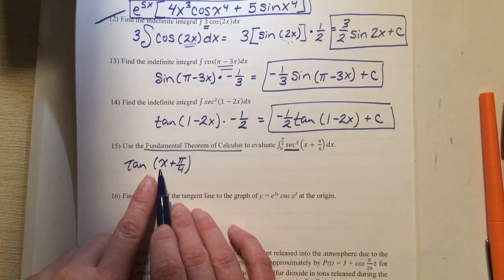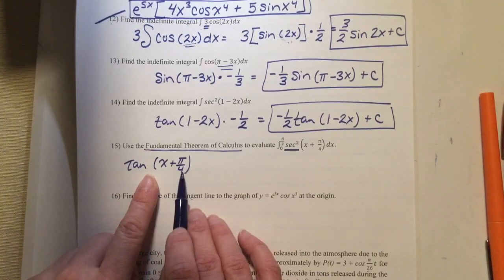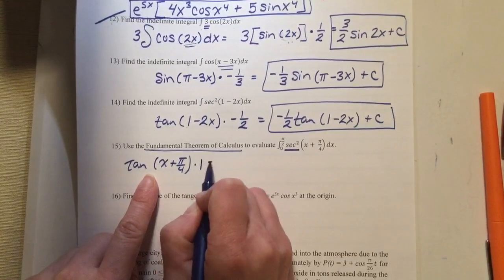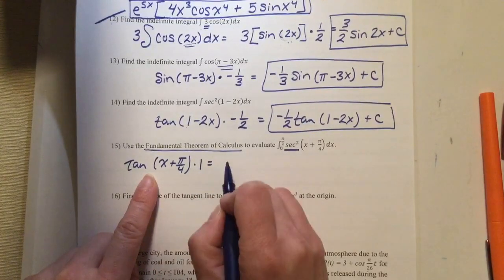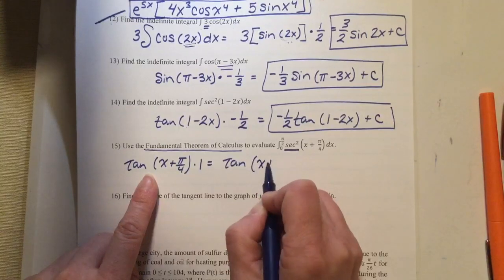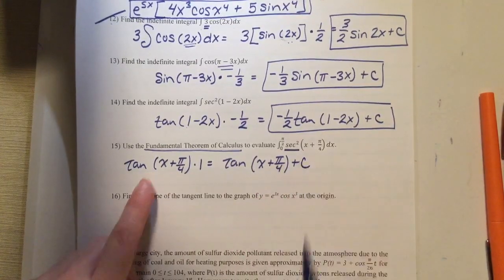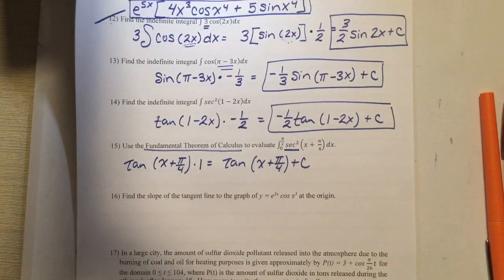Well, the derivative of x is 1. The derivative of pi over 4 is 0. So it is going to just be a 1. So your antiderivative is the tangent of x plus pi over 4, plus c. Okay, so if you got that, perfect.